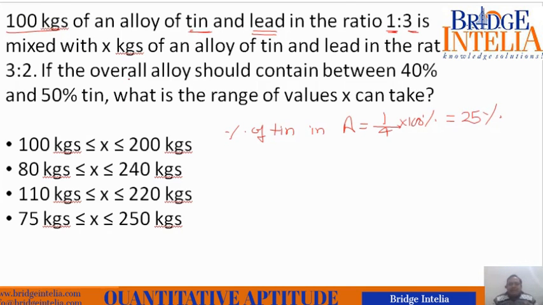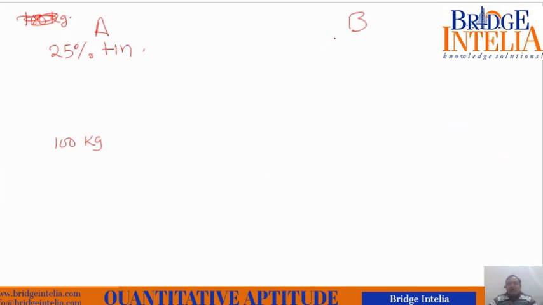What do we know about alloy B? The 100 kgs of alloy, which we already decoded, is mixed with X kgs of an alloy of tin and lead in the ratio 3:2. So the percentage of tin in alloy B is 3 parts out of 5 parts, so 3 by 5, which is equal to 60%. So the second alloy contains 60% tin. So you are using X kgs of this alloy.